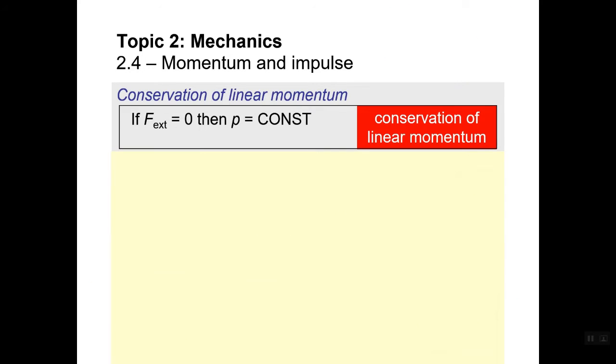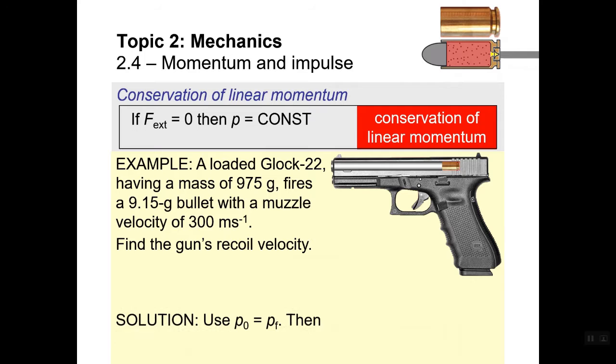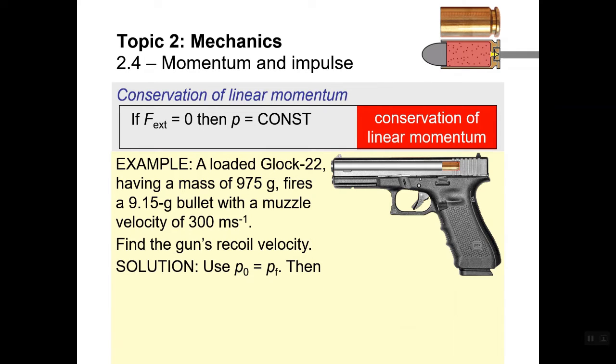A loaded Glock 22 having a mass of 975 gram fires a 9.15 gram bullet with a muzzle velocity of 300 meters per second. Find the gun's recoil velocity. We use conservation of linear momentum. Initial momentum of the Glock and bullet equals final momentum of the Glock plus final momentum of the bullet.